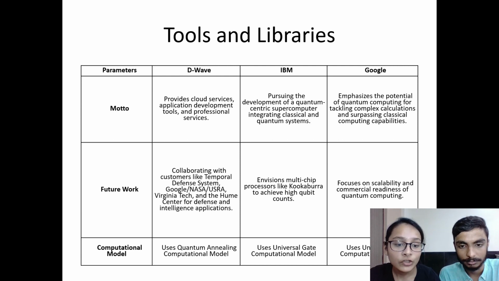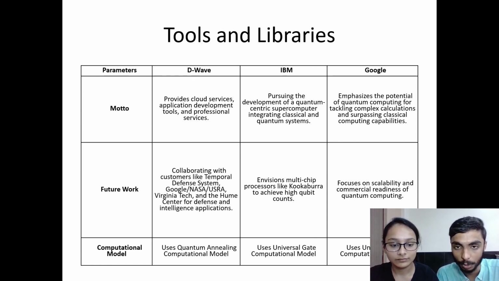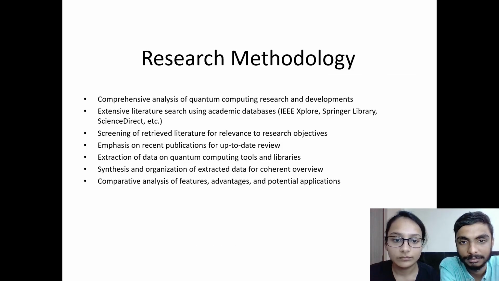and the Center for Defense and Intelligence Applications. IBM envisions multi-chip processors like Kookaburra to achieve high qubit counts, and Google is focusing on scalability and commercial readiness of quantum computing. The next parameter was computational model. So D-Wave uses the quantum annealing computational model, whereas IBM uses the universal gate computational model and Google uses the universal gate computational model.